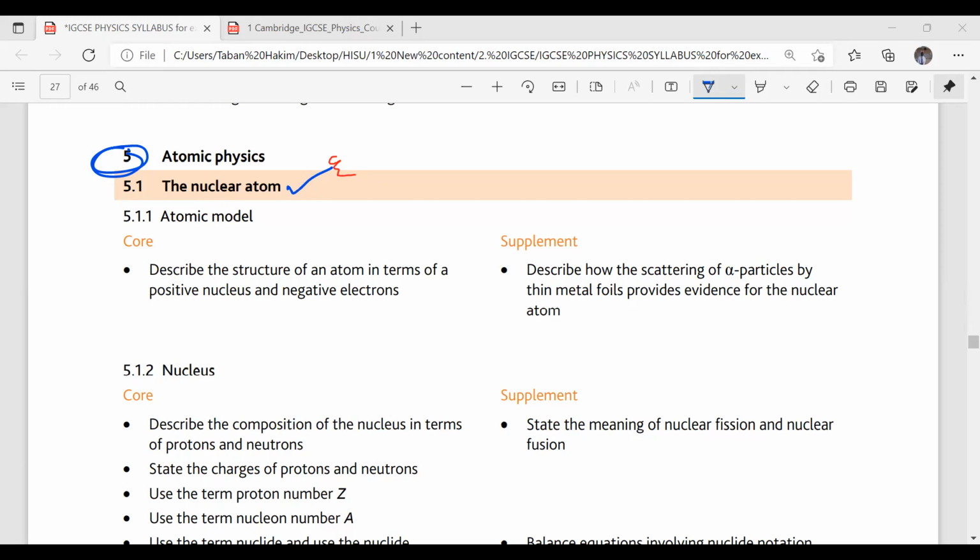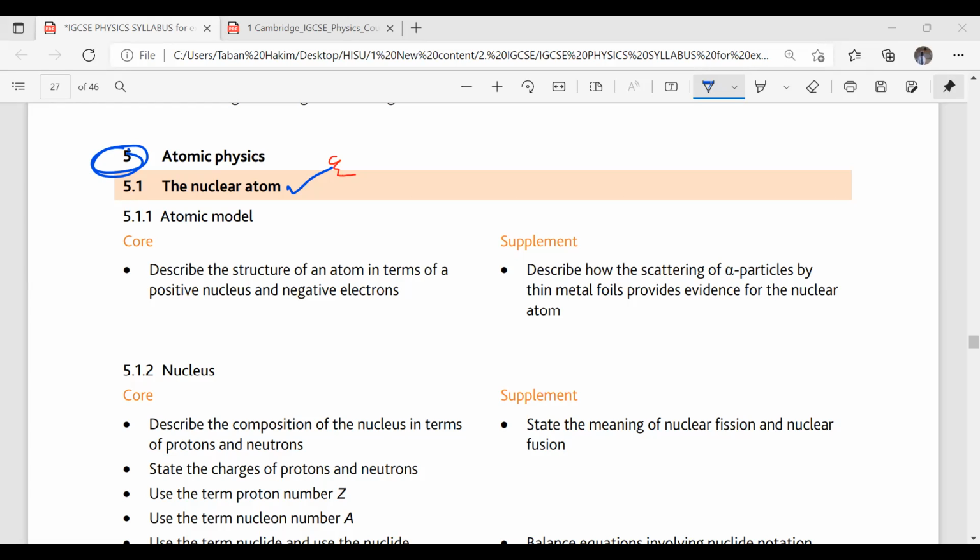What is it all about? Atomic physics. What is an atom? What do you remember about atoms in chemistry? I know you looked at this in chemistry. It is the smallest indivisible particle which takes part in a chemical reaction. Okay, that is very good. Anything that you know about an atom?